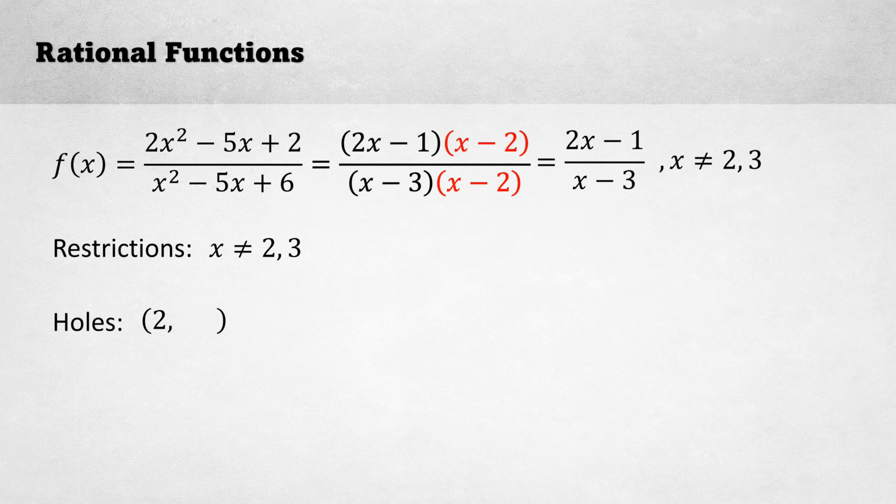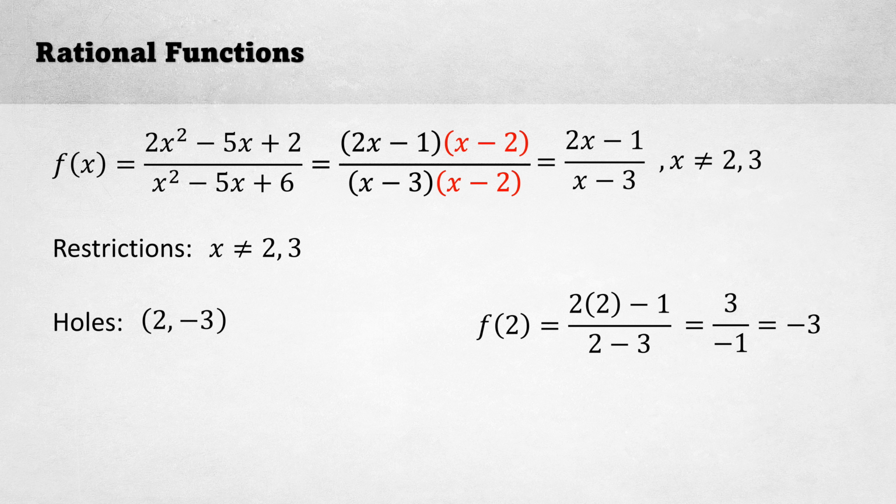To find the y-coordinate of the hole, we evaluate f of x at x equals 2 using the simplified version of f of x, that is, 2x minus 1 divided by x minus 3, and we get negative 3 for the y-coordinate of the hole. So the rational function has a hole at 2, negative 3. The restriction that is not a hole is a vertical asymptote. So 3 came from the factor x minus 3, and x minus 3 was not a common factor, and it is still in the denominator of the simplified version of the rational function. So x equals 3 is a vertical asymptote.